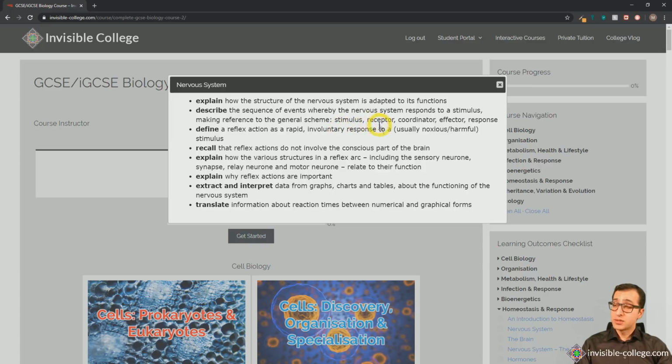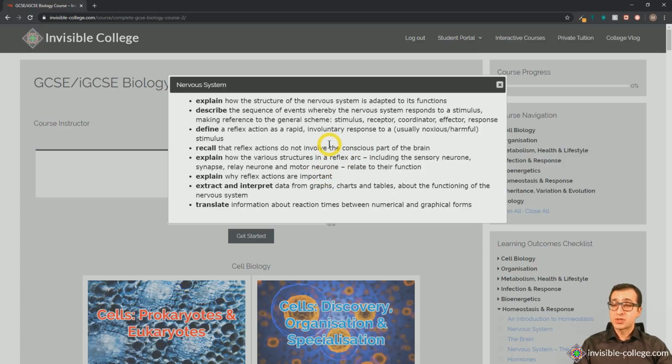Now, in particular, to illustrate that, we're going to be looking at the simplest type of nervous system responses, which are reflex actions. So we're going to define what a reflex action is. We're going to be looking at the importance of reflex actions and how a reflex action works by a description of the structure and function of what we call a reflex arc. And this will illustrate the idea of stimulus, receptor, coordinator, effector, and response within the nervous system.